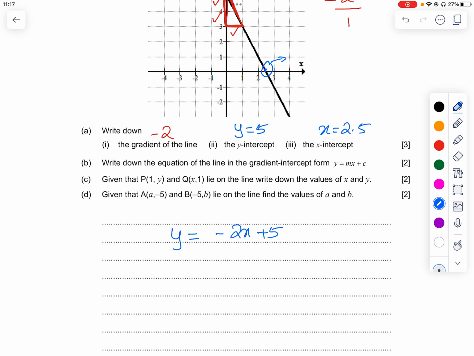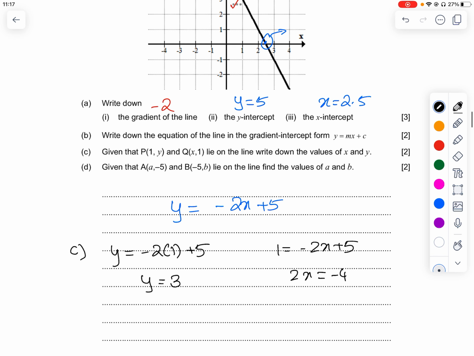Now (1, y) and (x, 1) lie on the line. Find the values of x and y. So for part C, y equals minus 2 times 1 plus 5. So y equals 3. Then (x, 1): 1 equals minus 2x plus 5. I plugged in y as 1. So 2x equals minus 4. So x equals negative 2.